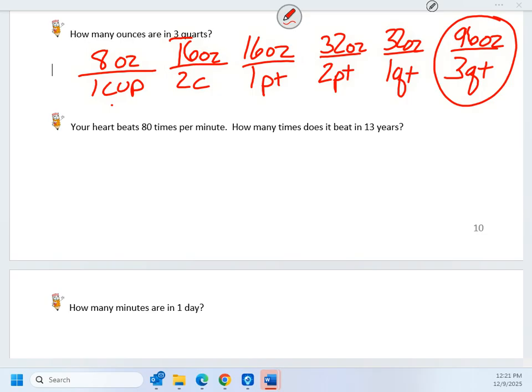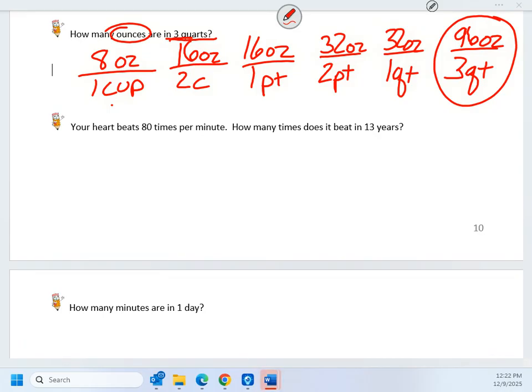So we're not going to jump around and say, well, I think we multiply by this. Prove it to me, right? We're showing how we get from ounces all the way up to quarts. Okay, go step by step. How do we get from where we're starting? We can start with ounces. How do we get up to quarts? So show all of the steps. Let's look at our next one.